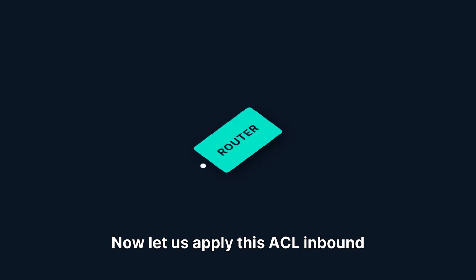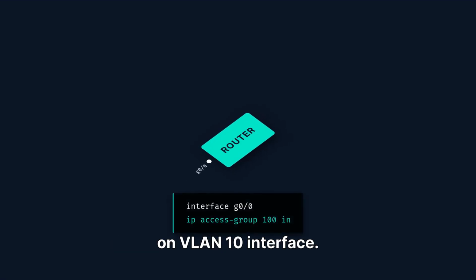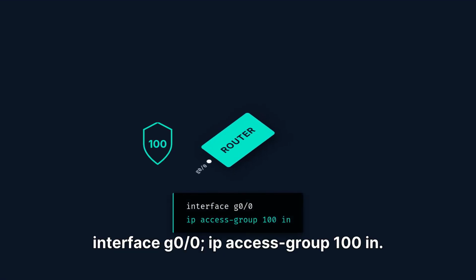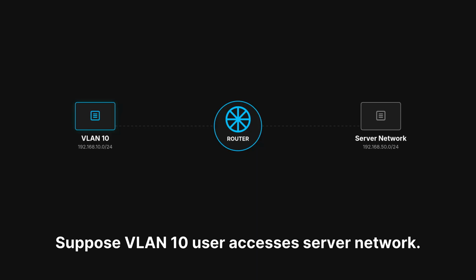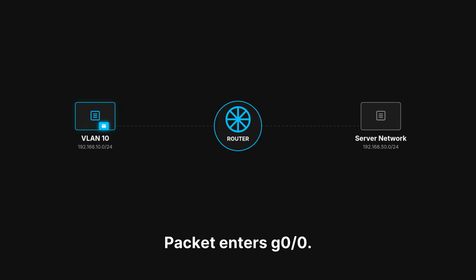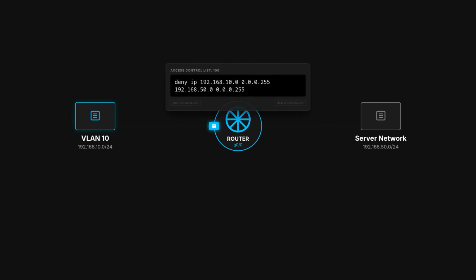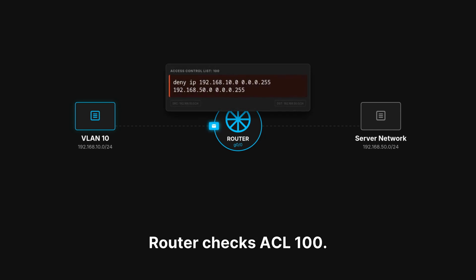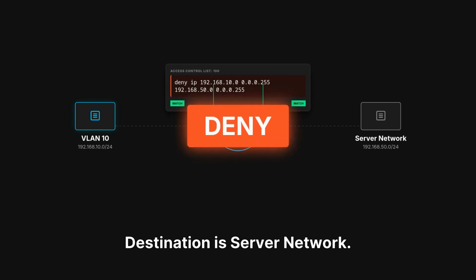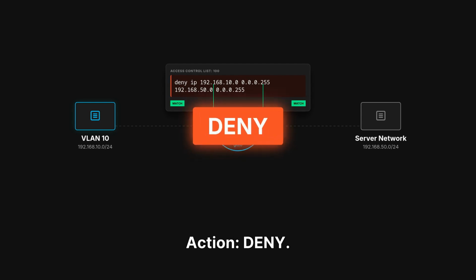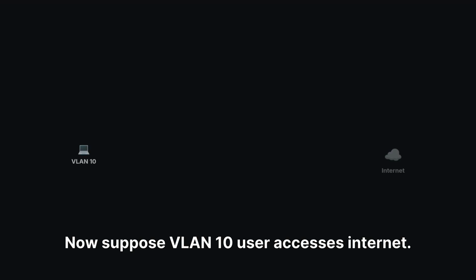Now let us apply this ACL inbound on VLAN 10 interface. Interface G0/0, ip access-group 100 in. Now let us trace packet flow. Suppose VLAN 10 user accesses server network. Packet enters G0/0. Router checks ACL 100. Line 1 check. Source is VLAN 10. Destination is server network. Action: deny. Packet dropped immediately.